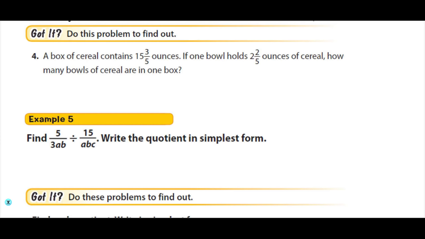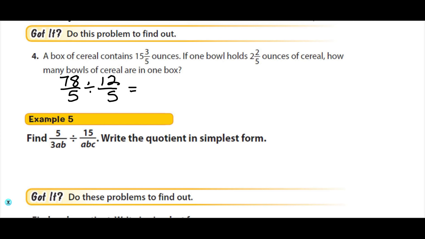It says a box of cereal contains 15 3/5 ounces. If one bowl holds 2 2/5 ounces of cereal, how many bowls of cereal are in one box? So again, we're trying to take the whole amount and split it up into smaller sections. So let's go ahead and skip at least one step here and convert this right away. So let's do 15 times 5, and that will give us 75, and then plus 3 more, so that'll be 78 fifths divided by, and then we have 12 fifths.